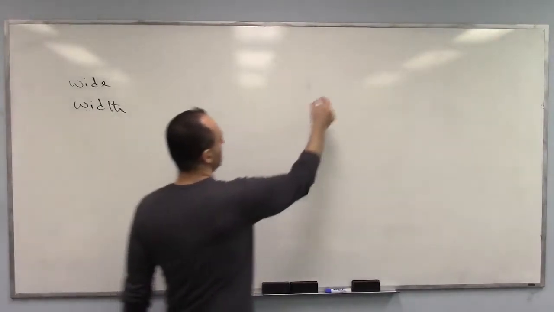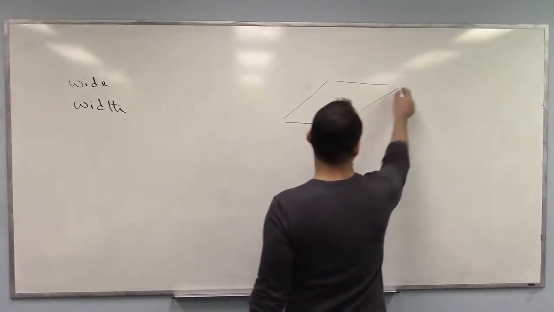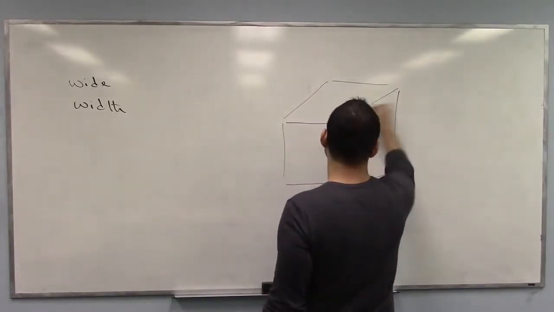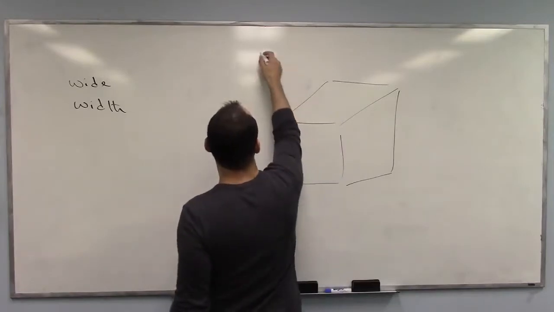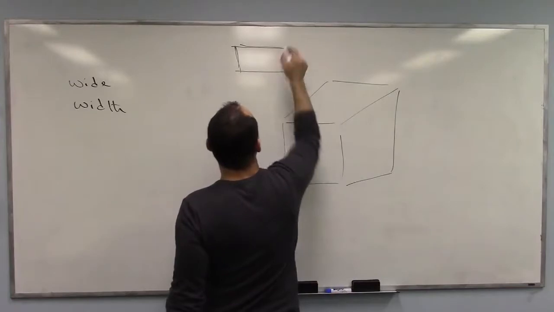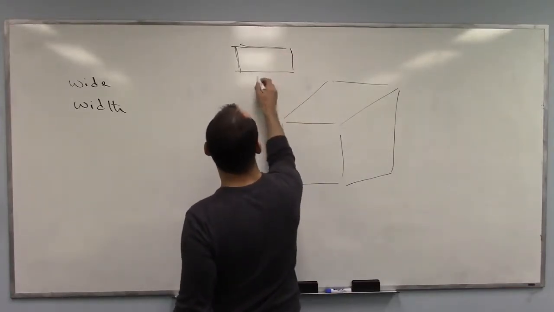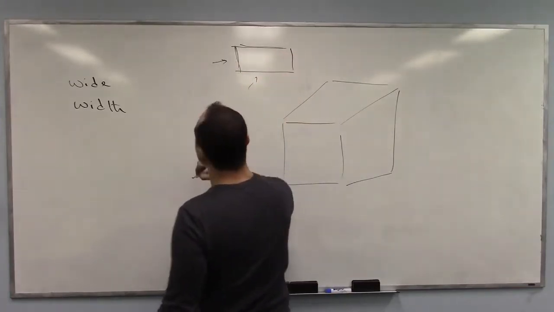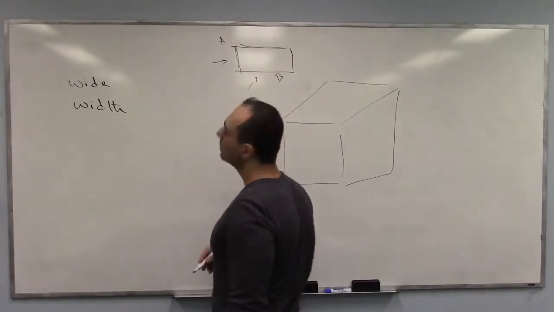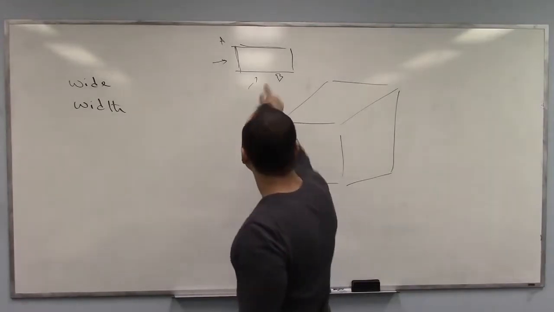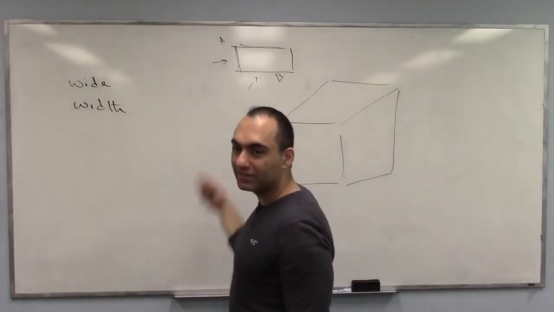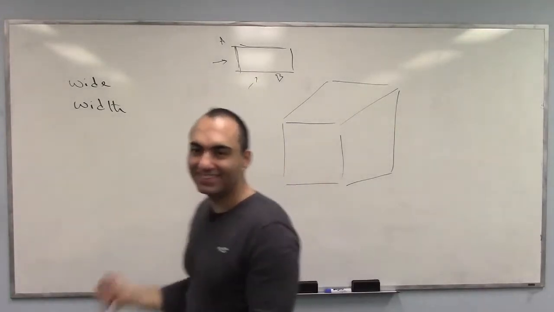So for example, if this thing is here, we have a shape. A cube. Not a cube, like a rectangular cube. If this is a rectangle, which one is the width? A or B? B. B is the width, so A is what? Height. No, it's just a rectangle. It has no height.